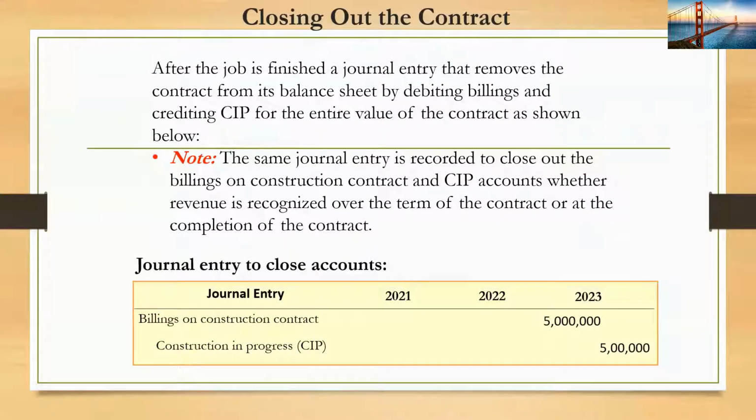Here in this illustration, it shows that after the job is finished, the only task remaining is for Landmark to officially transfer title to the finished asset to the customer. At that time, Landmark will prepare a journal entry that removes the contract from its balance sheet by debiting Billings and crediting CIP for the entire value of the contract. The same journal entry is recorded to close out the billings on construction contract and CIP accounts where the revenue is recognized over the term of the contract or at the completion of the contract.